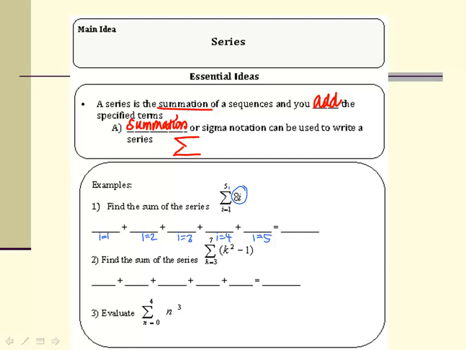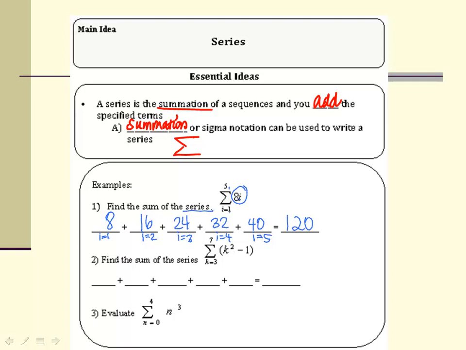Well, this says take 8 times I. So 8 times 1 is 8. 8 times 2 is 16. 8 times 3 is 24. 8 times 4 is 32, 8 times 5 is 40. And I found each term, and now all I have to do is add the terms together. So 8 plus 16 plus 24 plus 32 plus 40 gives me 120. And again, this is a series, which means we're going to add all of our terms up.